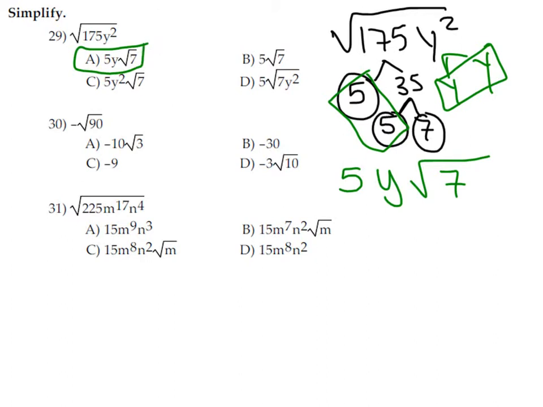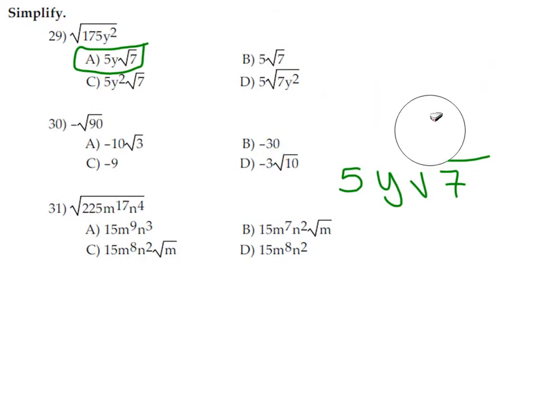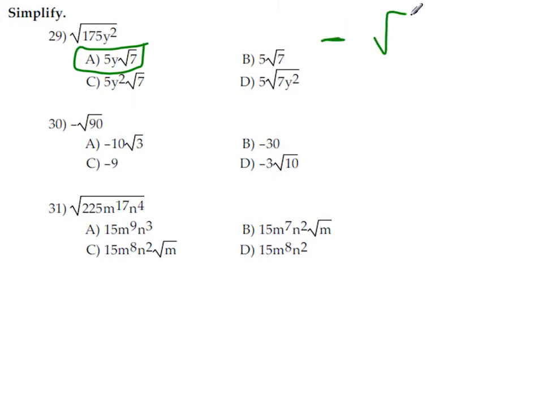Alright, now I'm going to erase this part here so I can have a little bit more work. And we're going to work on number 30. We have negative square root 90. Now, the negative is on the outside. So he's just chilling on the outside. If you want to think of it, it's negative 1 times square root 90. So he's just on the outside. He has nothing to do with our radical.